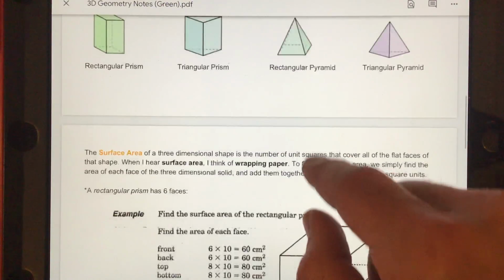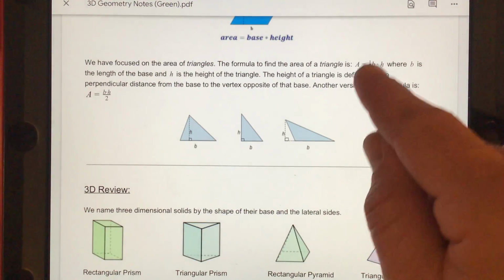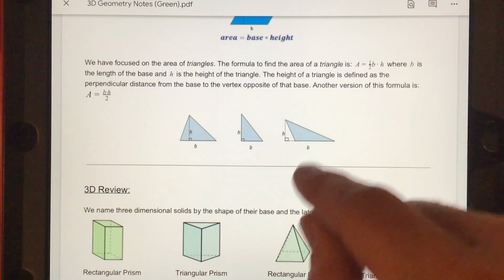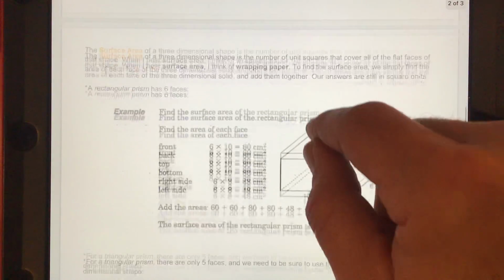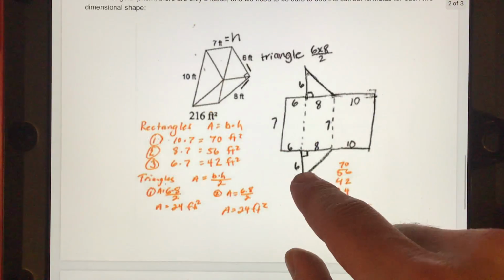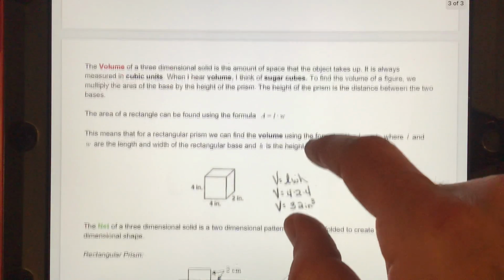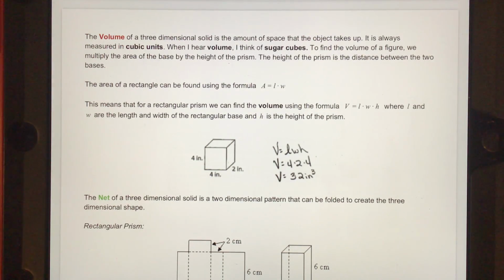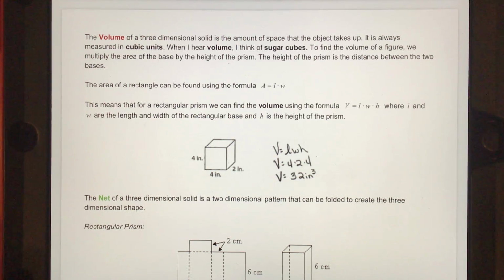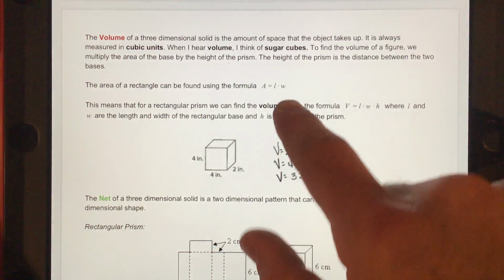So we just need to make sure we're using the formula for the area of a triangle now, which is 1/2 base times height, or base times height divided by 2. And we use that for our 2 triangle sides, and we still use base times height for the remaining rectangles, right? And then the next concept on here was volume, which is talking about another type of units entirely. Again, it's cubic units. So when I hear volume, I think sugar cubes.